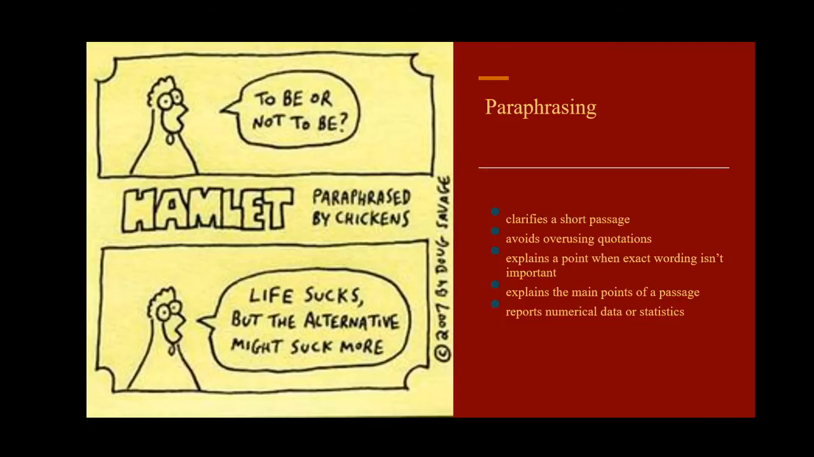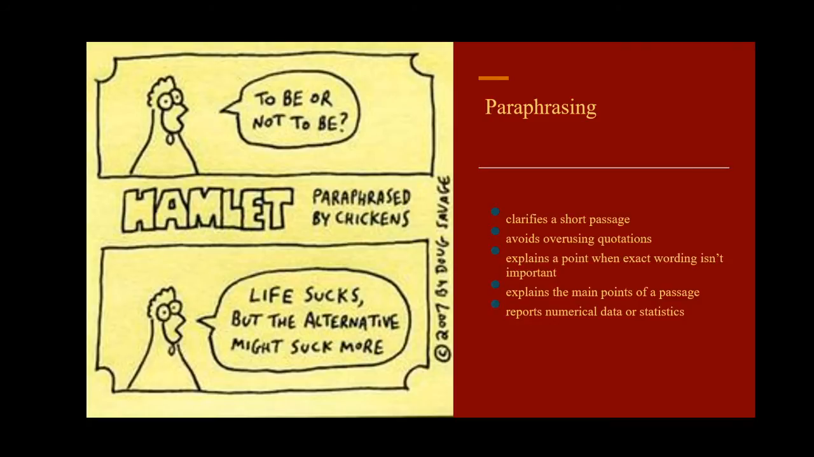It avoids you overusing quotations, which, as I explained to you before, it explains a point when exact wording isn't important. In this case, "to be or not to be," many people can have many different variations. But to your point, what you want to explain, what you want to get across, the point of view that you want to develop from it is in your paraphrasing. It explains the main passage and its points. And sometimes it's even used to represent numerical data. But it's important, it explains the main points of the passage.